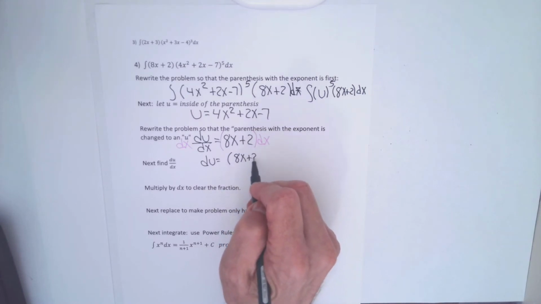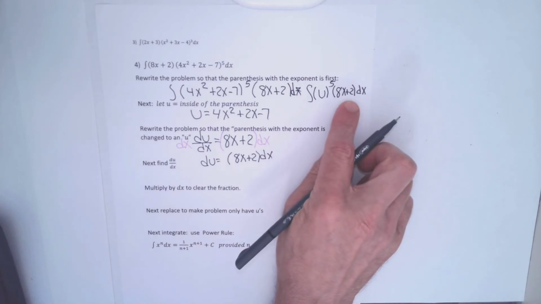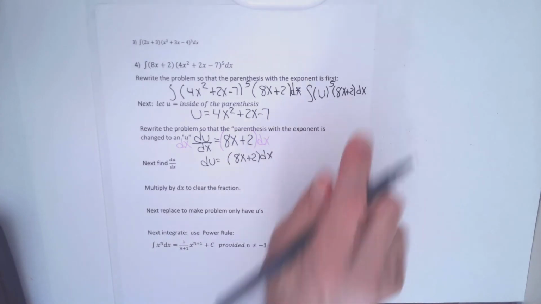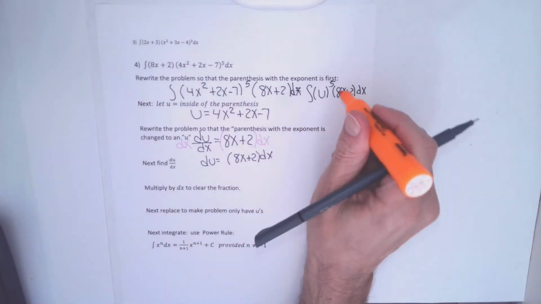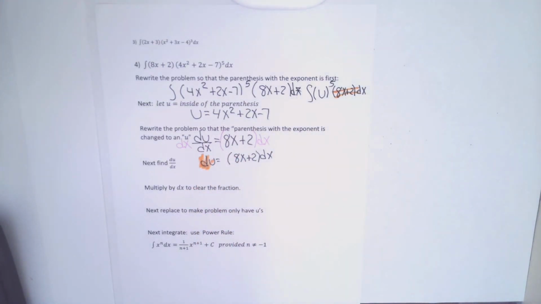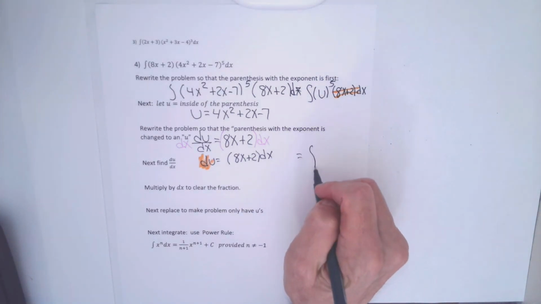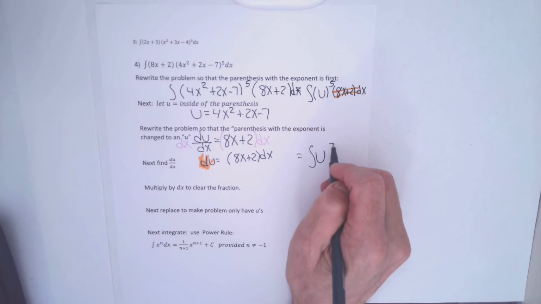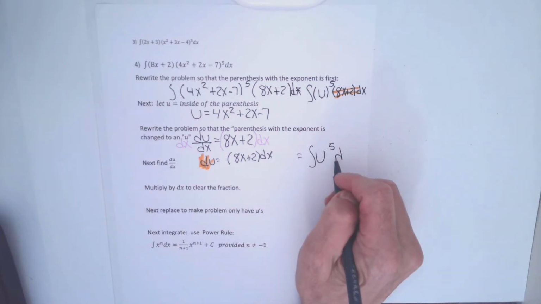So I use the u and its derivative to get the rest of the problem so it doesn't have x's. What am I going to change? Well, this du is equal to exactly that 8x plus 2 dx. So now I can rewrite the problem as u to the 5th, and then for 8x plus 2 dx, just make it du.